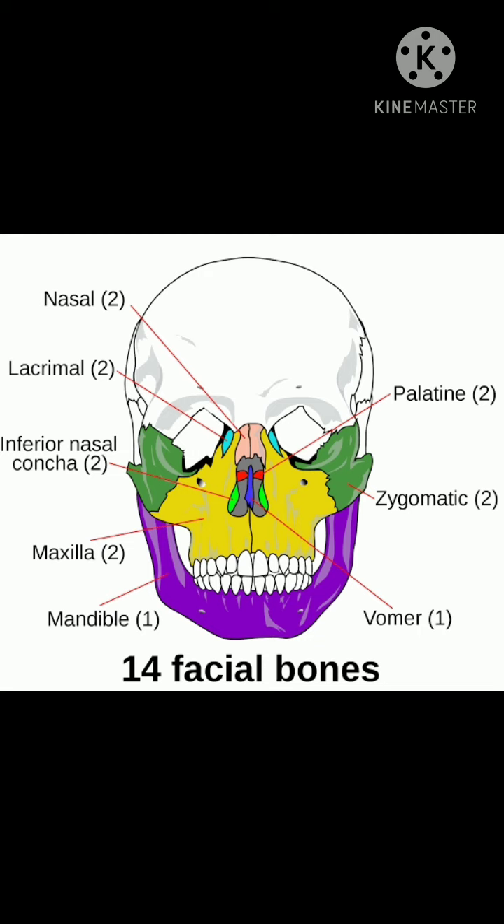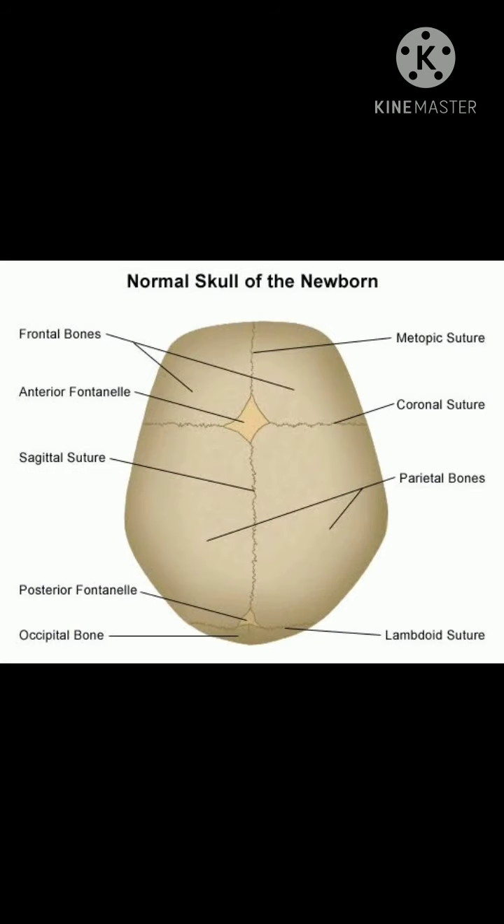See that zygomatic, palatine, nasal bone. Nasal bone supports this one. So these are the bones that form the 14 facial bones. Now you see the sutures of the skull from a newborn baby, where the junctions form zigzag lines. Look at that. Those zigzag lines do not allow the bones to move on each other. This is called sutures of the skull.